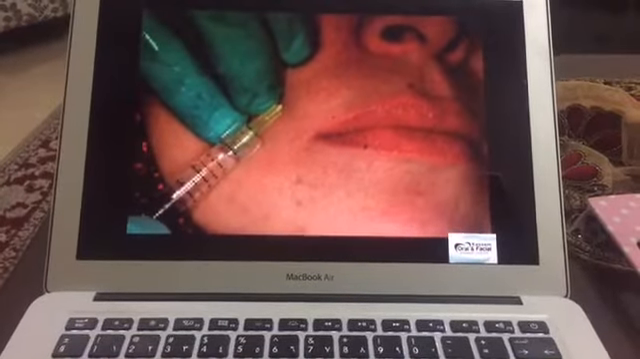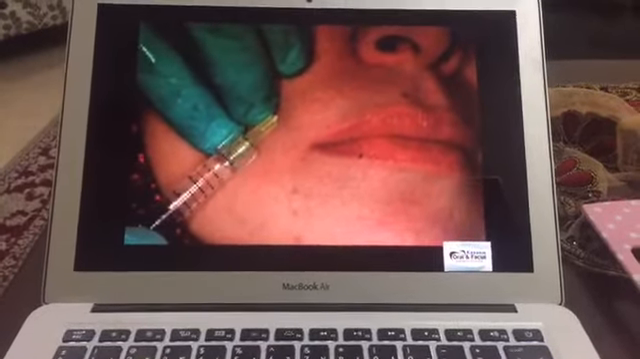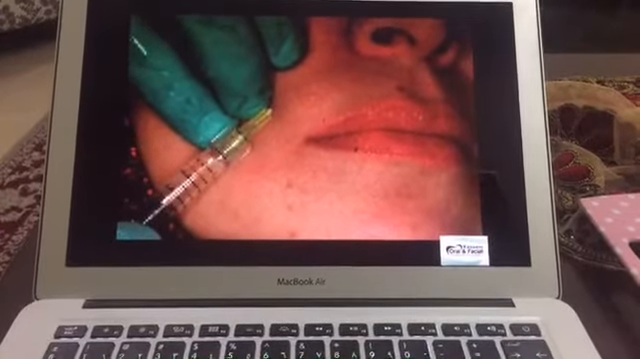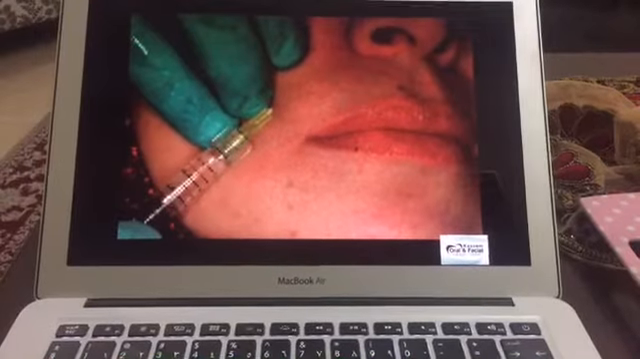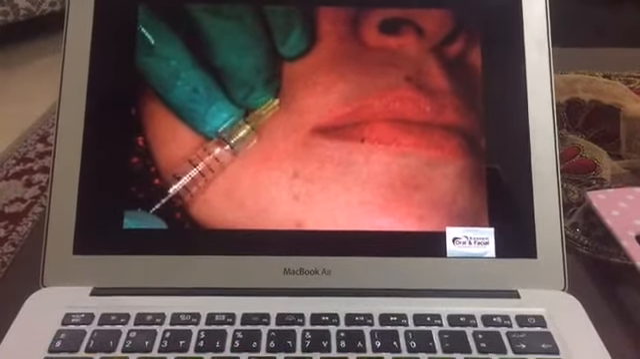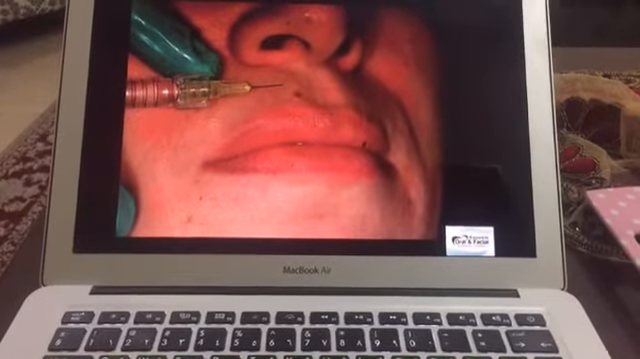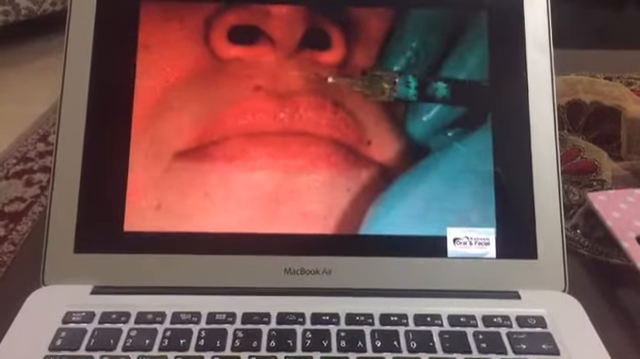Also, it's very important regarding material management. If you like to finish the face using one vial, you have to do material management. You finish the left side using half of the carpule, then you start with the other half. I put in the lip, I increase it slightly.